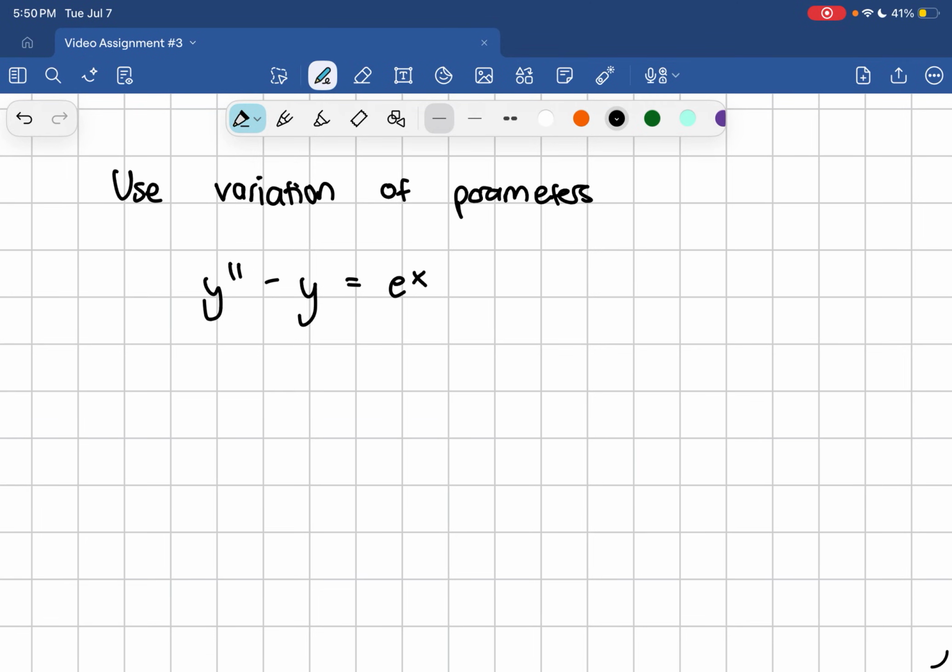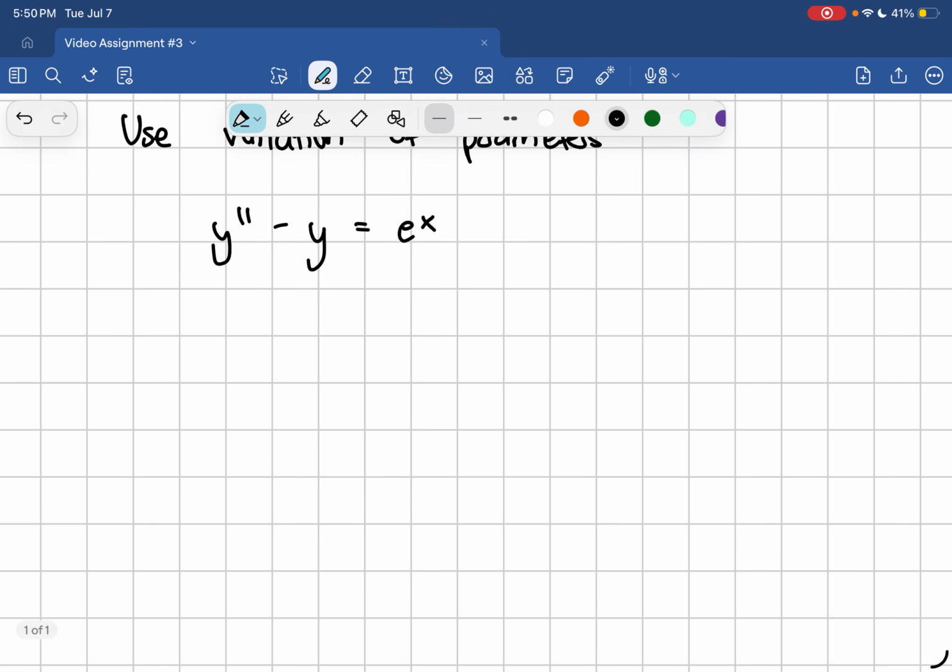Hi, this is assignment number 3, and we're going to be solving the differential equation y double prime minus y equals e to the x using variation of parameters. First, what we want to do is find the solution to the homogeneous system. So we can rewrite this as y double prime minus y equals 0. And from here, we can find our characteristic equation and its roots.